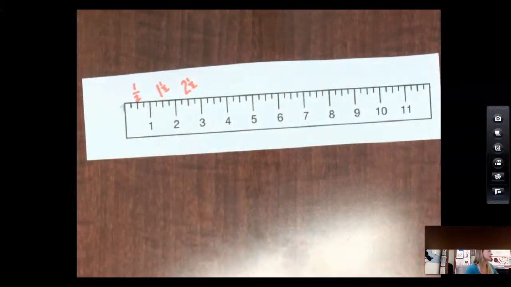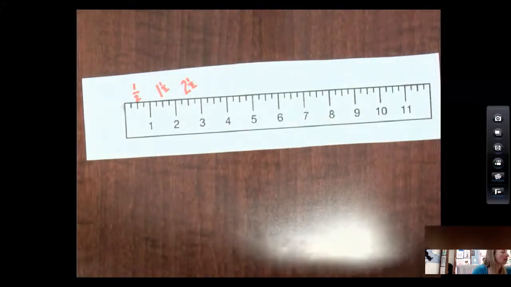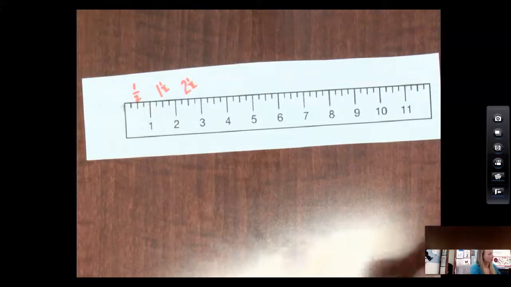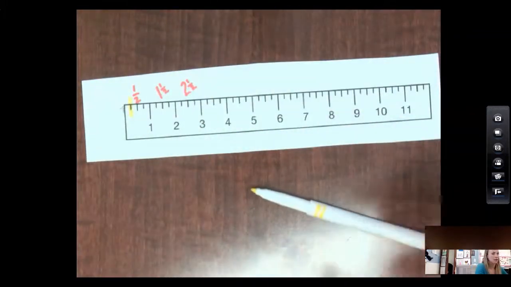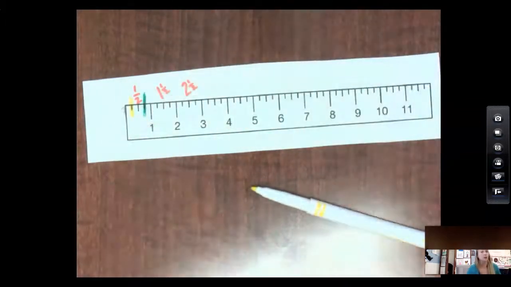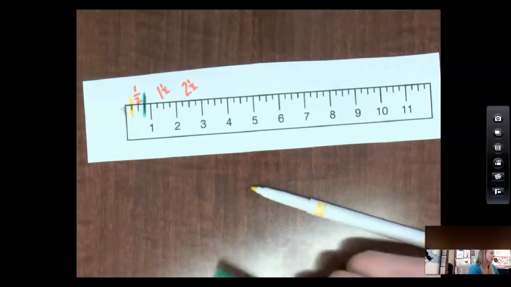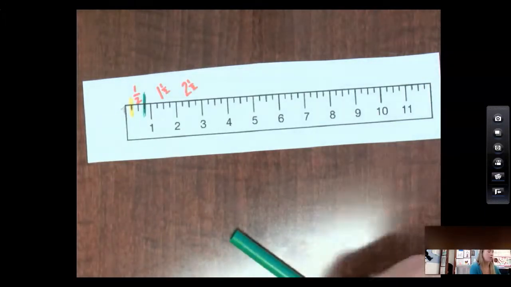Today we're going to be learning something a little bit different. So those little lines also have a name. Okay, there's a little line before the half, and there is a little line after the half. Okay, do you see that? There's a little line before and there's a little line after. All of those have special names.